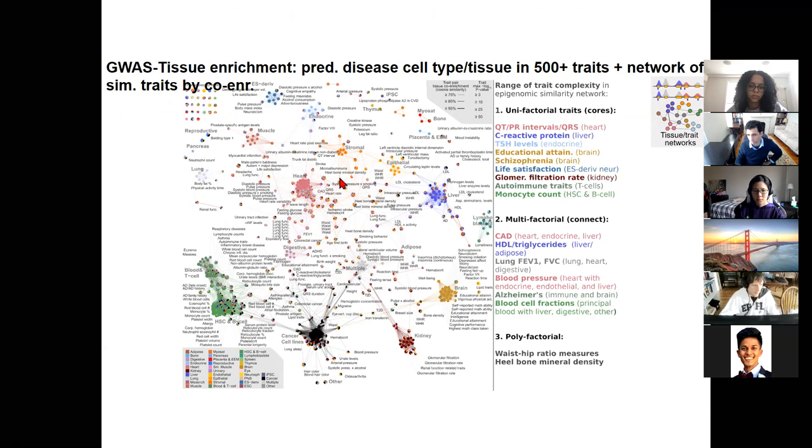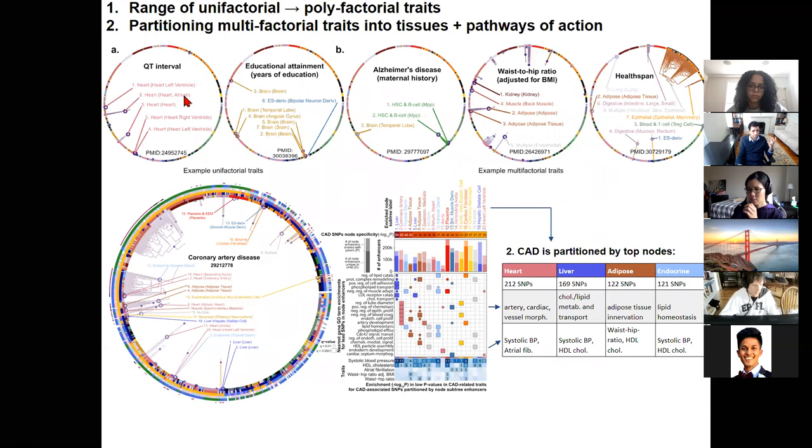And if you look at some of those traits, you basically see that, for example, QT interval is extremely unifactorial, heart. Educational attainment, extremely unifactorial, brain. And the only one that's not directly brain is actually bipolar neurons derived from embryonic stem cells. Another one, Alzheimer's disease, you see brain, but also immune cells, waist to hip ratio, a small number, health span, an increasingly large number. And then the largest by far is coronary artery disease. And that has 19 different enrichments in 19 different categories.